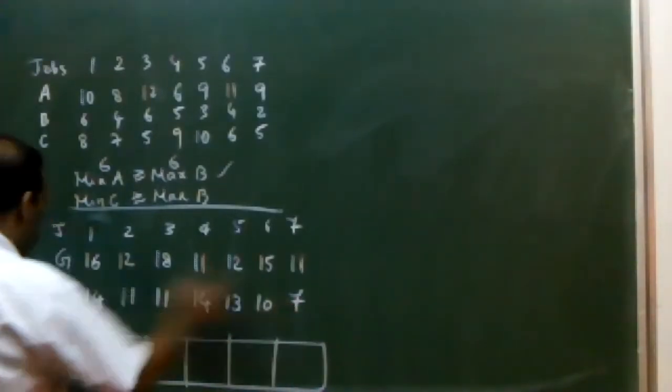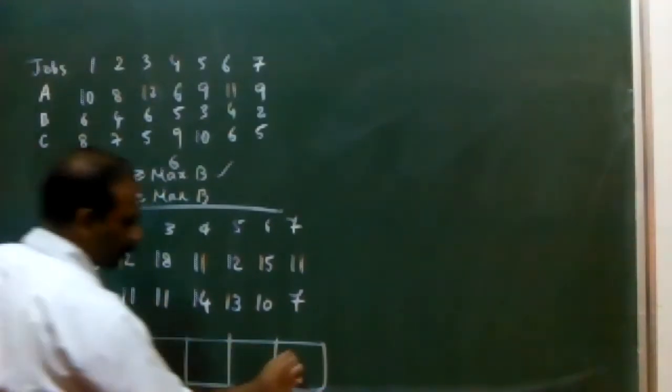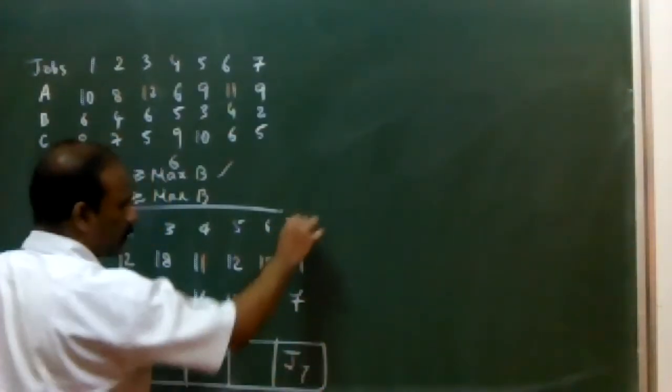Now we are supposed to assign the jobs. Can you please tell me which has to be assigned first? What is the basis for assignment? 7, sir. Okay. You are supposed to identify the lowest processing time. The lowest processing time is 7, and it happens to be on machine H. So I am supposed to assign from the right side. So then job number 7. So this is gone.